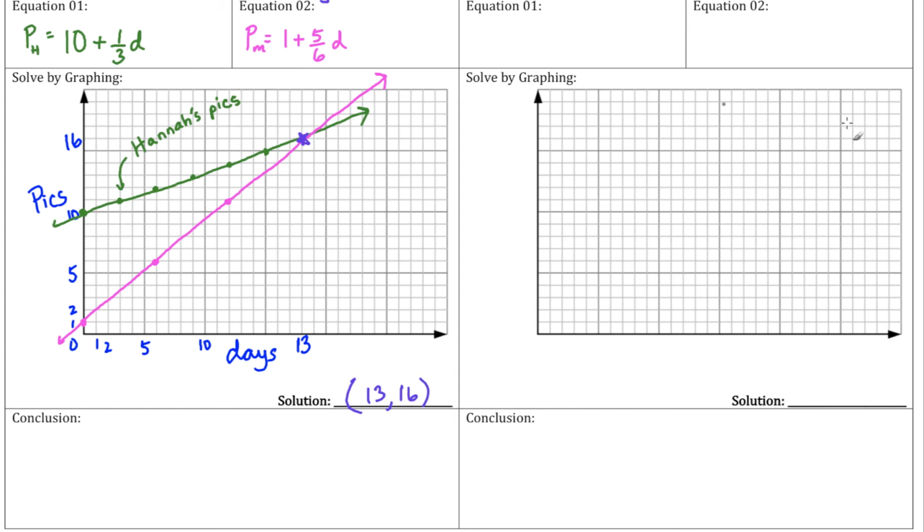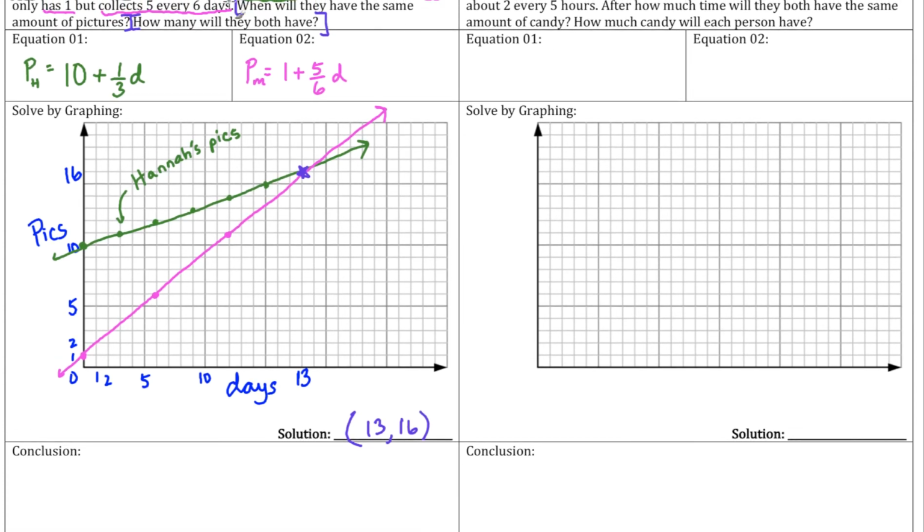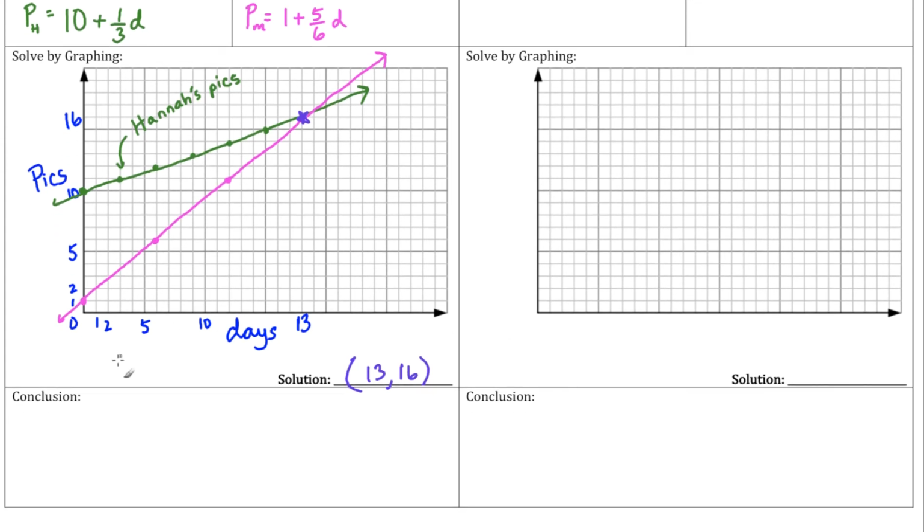So let's answer the question. The questions. When will they have the same amount of pictures? How many will they both have? So Hannah, that looks like Hannah, and Miracle will both have 16 pictures.